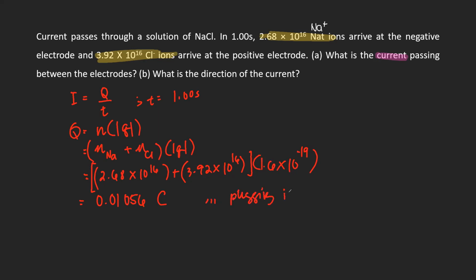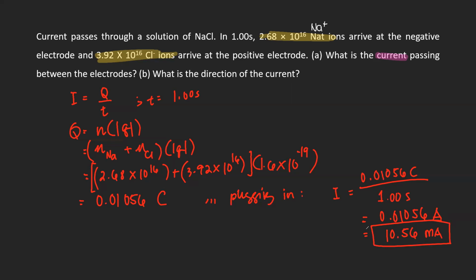Plugging in the values, we've got here our I. We have 0.01056 C divided by your 1 second. That'll just give us the same thing, 0.01056, but this time it's amperes, or 10.56 milliamperes.